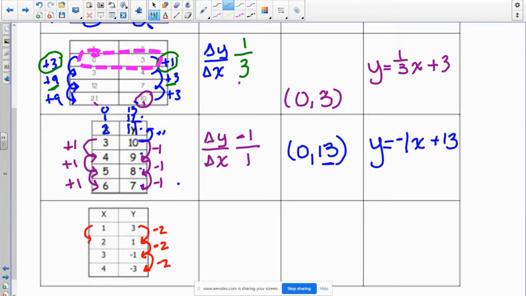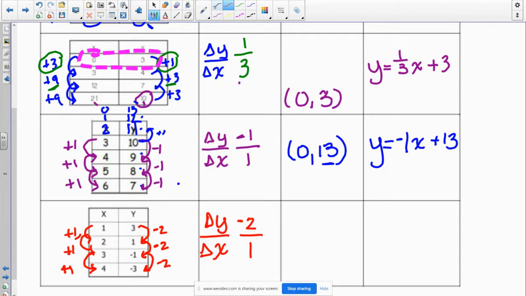On the x side, 1 to 2, we're going to add 1. 2 to 3, we're going to add 1. 3 to 4, we're going to add 1. Got to love it when it's just increasing by 1. So the change of my y over my change of my x, since they're all the same, it doesn't matter which one we look at. So we'll look at this top one, changing by -2, while the x's were changing by 1.